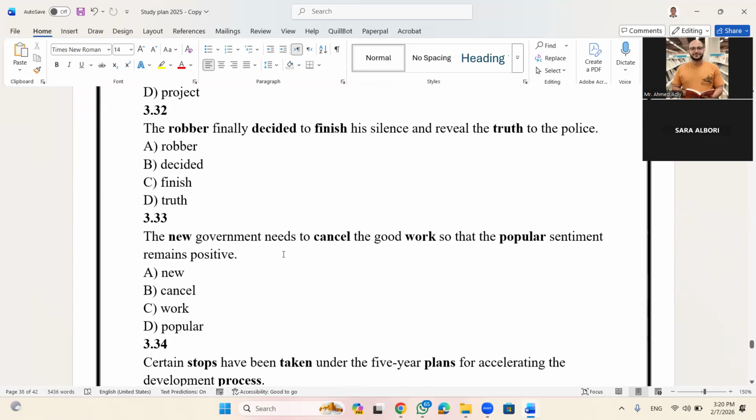The robber finally decided to finish his silence and reveal the truth to the police. So I'm talking about a robber, and this robber was under arrest, and he didn't want to talk. After some time, he decided to talk and tell the police the truth. This is what the sentence is about. Step number two, which word does not fit the context here? Finish, perfect. Or we usually say break silence. Good. Next.